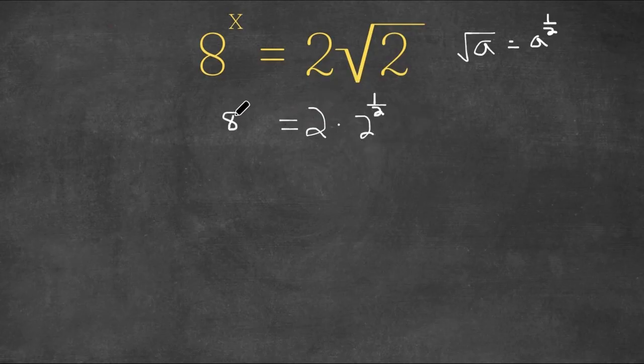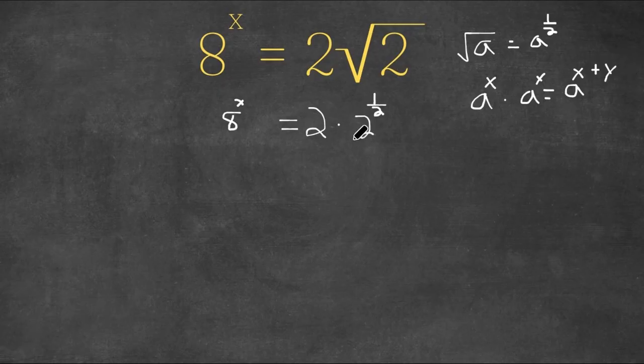Now, 2 times 2 to the power of 1/2, how would we solve that? Well, let's say we have the variable a, and we have a to the power of x, and we're multiplying that with a to the power of y. This is the same thing as a to the power of x plus y.